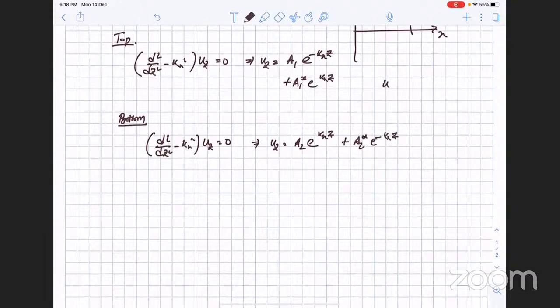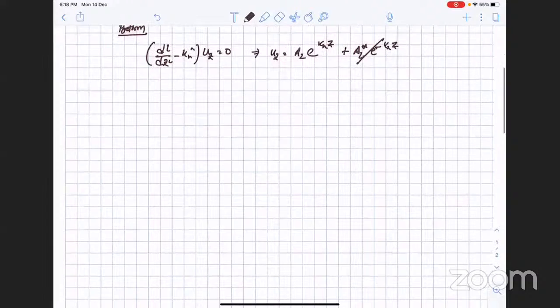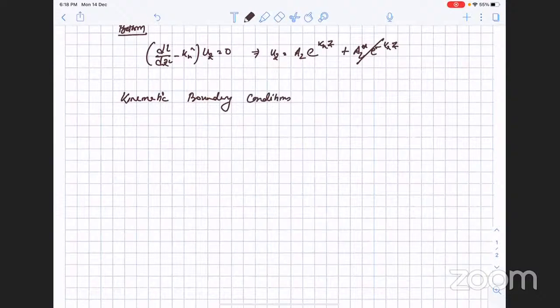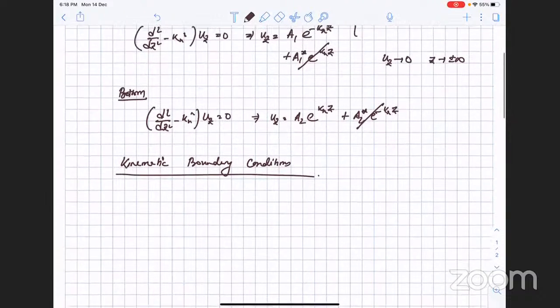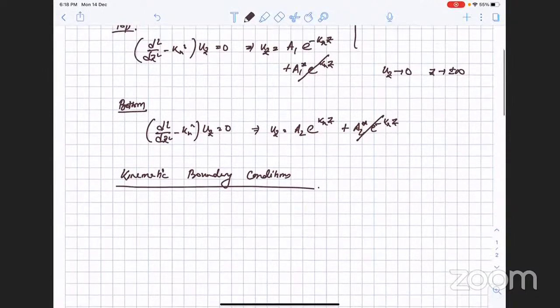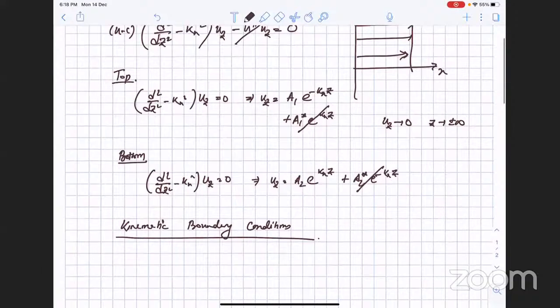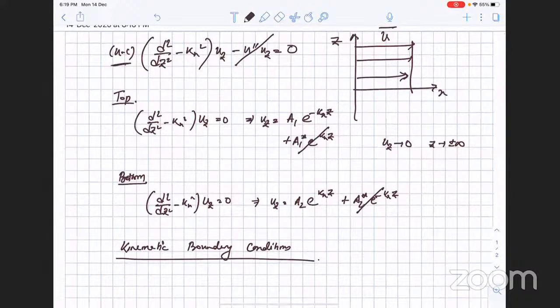Now we want uz to go to 0 as z goes to plus or minus infinity, which means I can completely ignore the term a1 star in the top layer and a2 star in the bottom layer. So now what about the kinematic boundary condition? I need boundary conditions. What are the unknowns in my problem? They are a1, a2, and obviously the eigenvalue omega. The omega is not there in the equation, so we would expect omega to somehow come from my boundary condition.